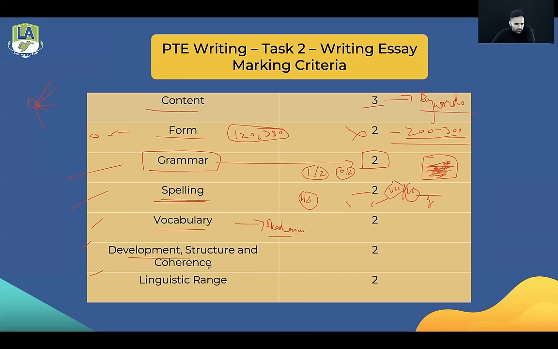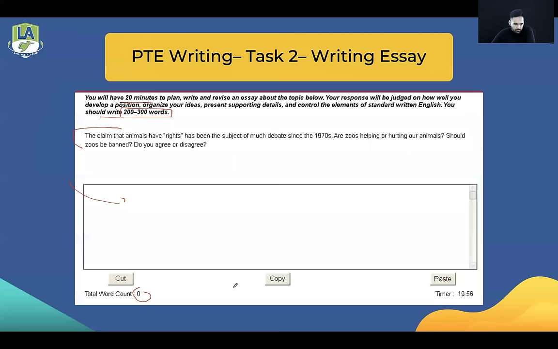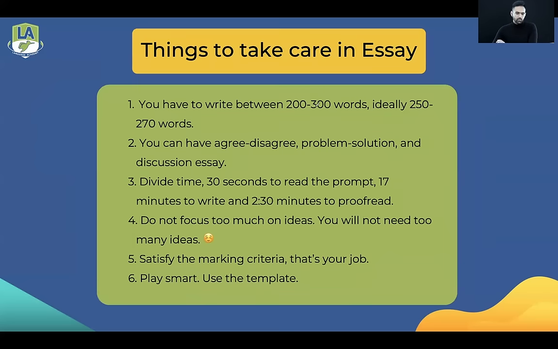Development, structure and coherence means your ideas should go in a flow. There should be a link between each paragraph. How do you do that? You use a lot of phrases. The template I'm going to give you will help you satisfy this and this as well. Linguistic range means having academic words, strong words, a few fancy words, which we are going to cover in the template.